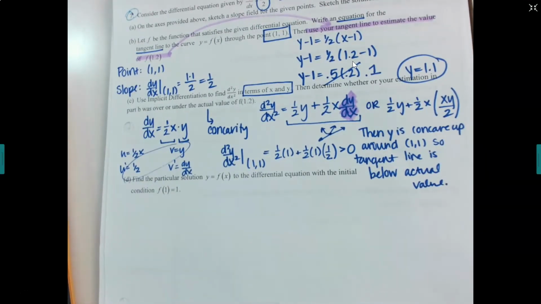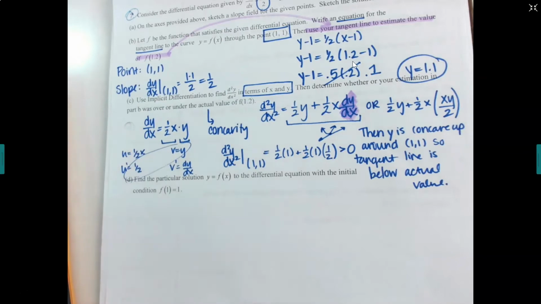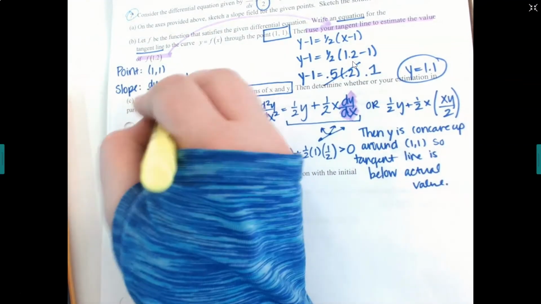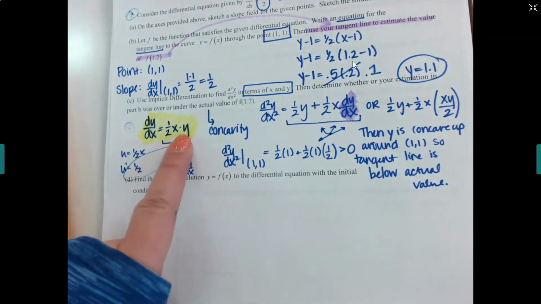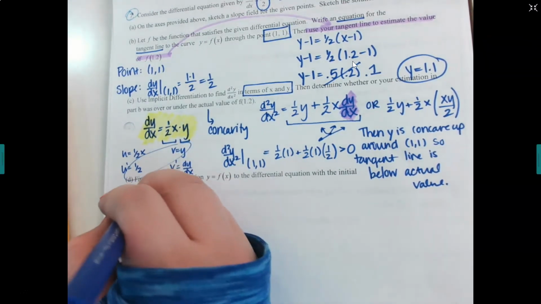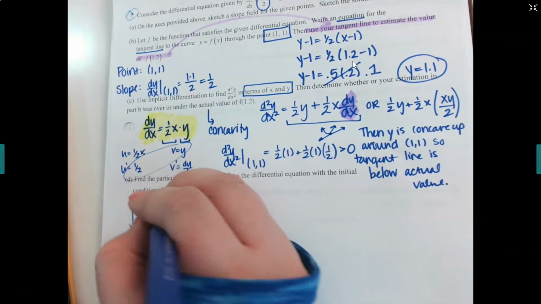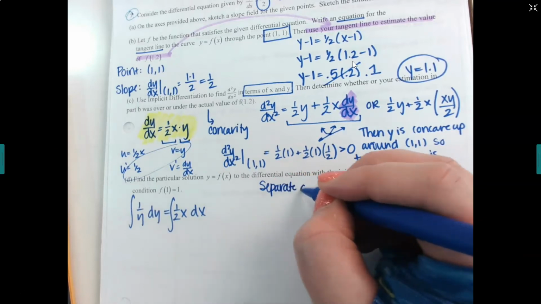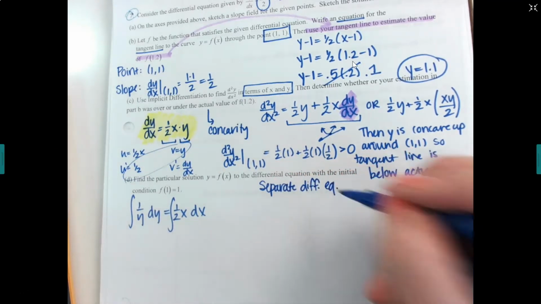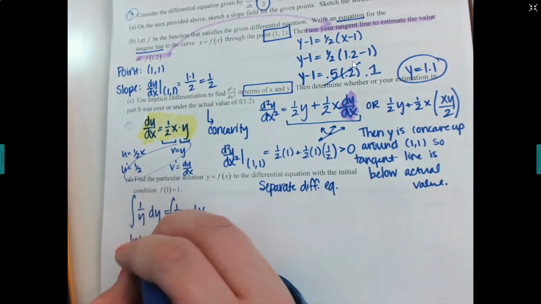All right, last part, part D. Find the particular solution with the initial condition f of 1 is 1. Well, remember dy/dx is this. So the first thing that I have to do to solve that is to separate. I like it better like this because I can see that my 1/2 x is going to stay, but my y is going to have to move. So I'll have 1 over y dy equals 1/2 x dx, and then integrate both sides. Remember, you're going to separate your differential equation first. That's step 1.